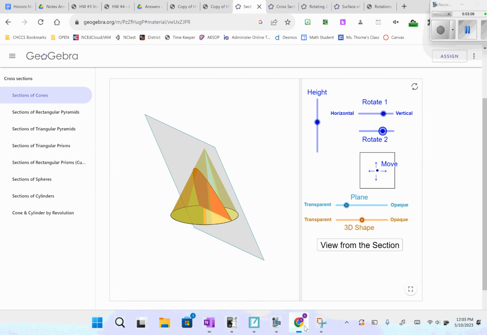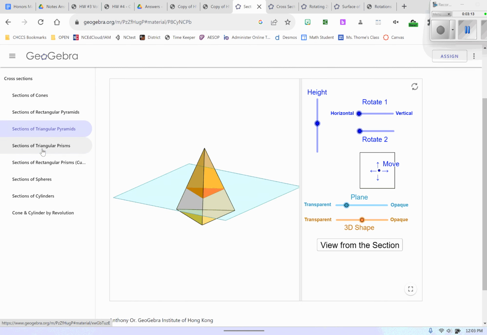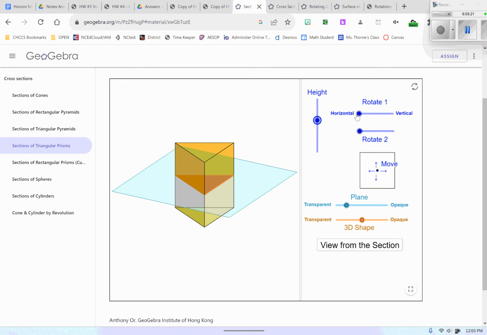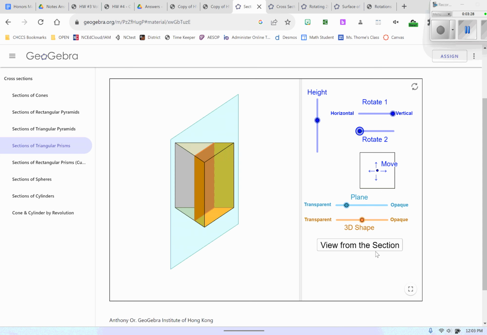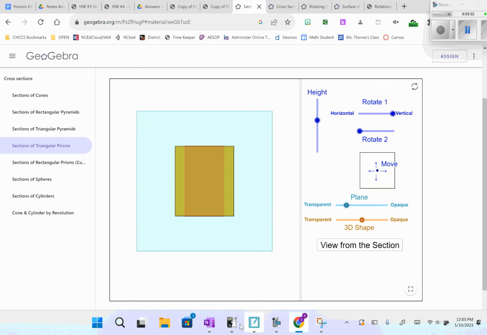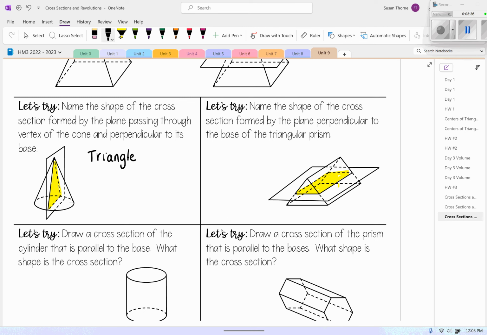So we go back to our shape here. We have a triangular prism. So here's the triangular prism. And so this would be parallel to the base. It makes a triangle. But when it's perpendicular, you can see that it makes that rectangular shape right there. So it's a rectangle.